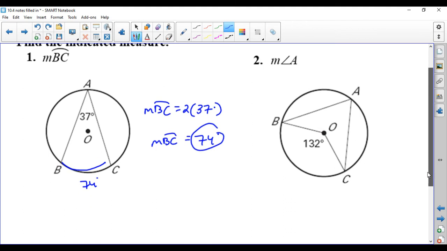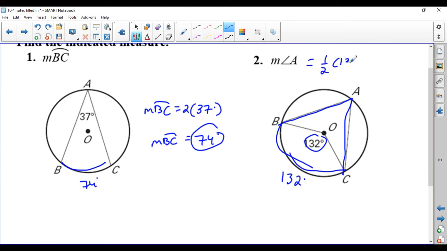Over here, we want to find the measure of the inscribed angle, angle A, which intercepts the arc from B to C. I need to use the measure of a central angle, BOC, to see that this arc would be 132 degrees. And now the measure of angle A is 1/2 of 132, which is 66 degrees.